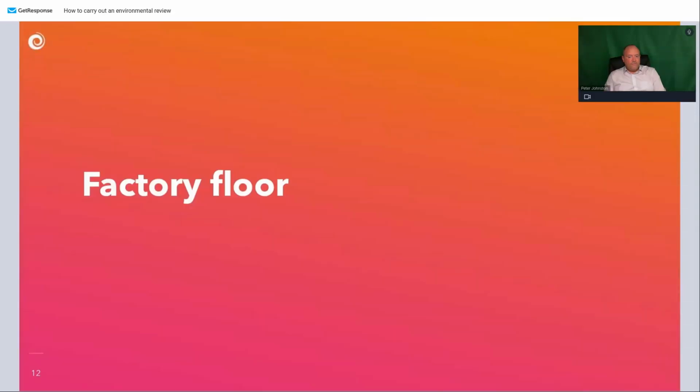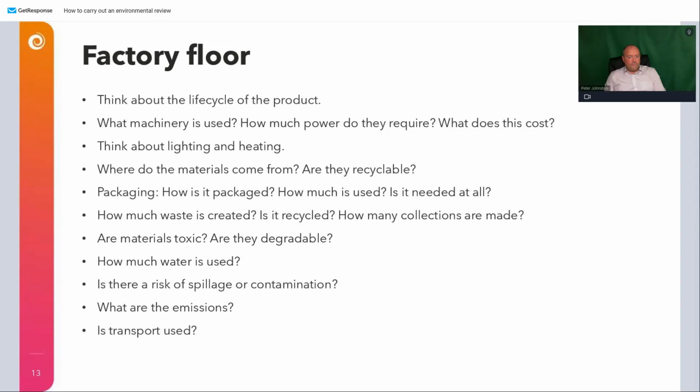And the last one we're going to look at is a factory. So we've called it the factory floor, but as I say, there's many different workshop environments, factories, manufacturing organizations where this is going to be very relevant. Very much thinking about the life cycle of the product here. The machinery again, how much power does it use? What does it cost? Lighting and heating is very similar to the way it was within an office, but normally in a factory or a workshop environment, it's just significantly bigger.